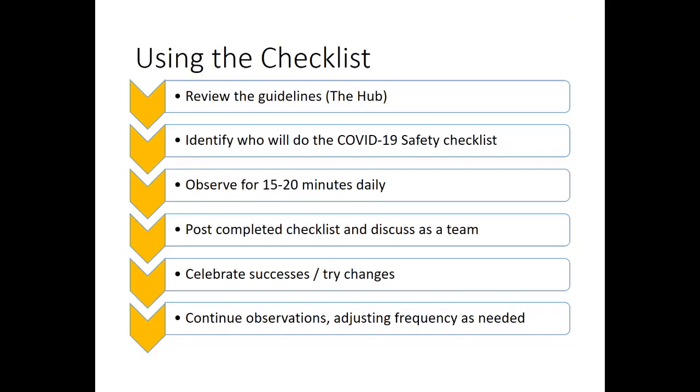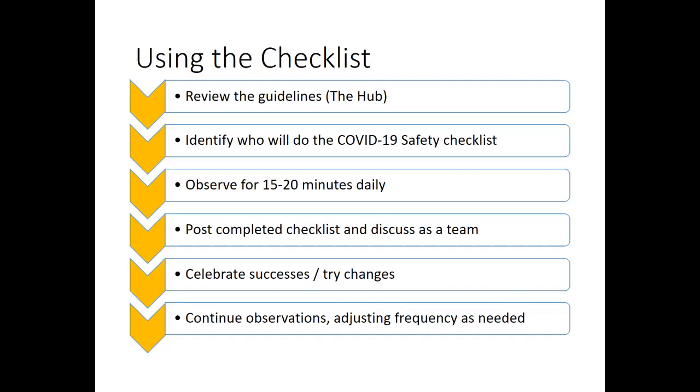This short video will provide guidance on how to use the COVID-19 safety checklist. The steps that we will review are: first, reviewing the guidelines that are available on the hub; second, identifying who will do the checklist; third, completing the observations; fourth, posting and sharing the findings with the team.